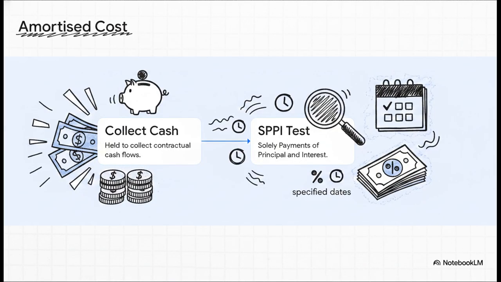But, let's play devil's advocate and look past that improper split for a second to examine their chosen measurement, amortized cost. Under paragraph 4.1.2 of Ind AS 109, you can only measure a financial asset at amortized cost if you meet two absolutely mandatory conditions. First, the asset has to be held within a business model whose objective is just to collect contractual cash flows. Second, it has to pass the SPPI test, meaning the contractual terms give rise on specified dates to cash flows that are solely payments of principal and interest.